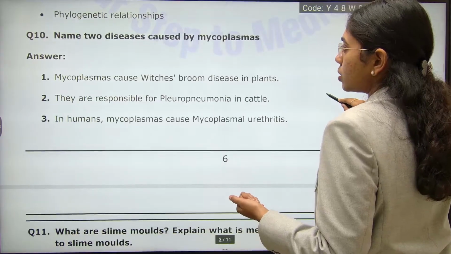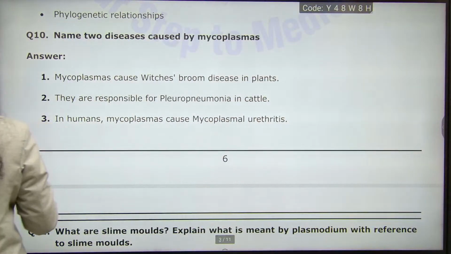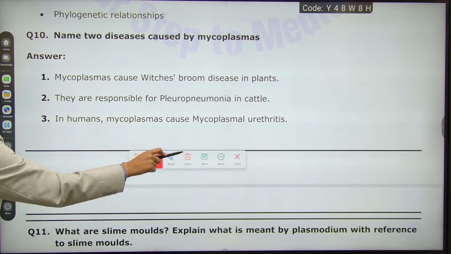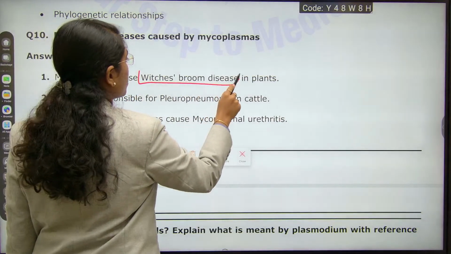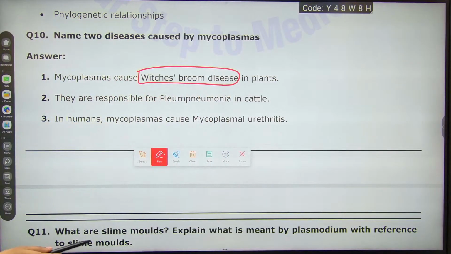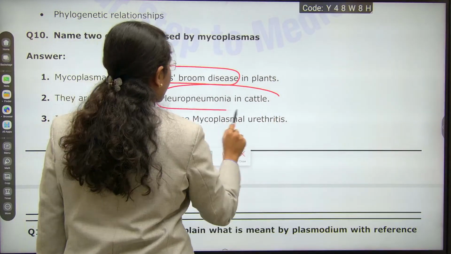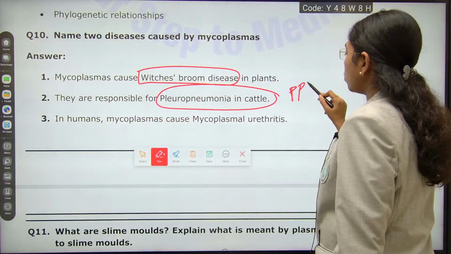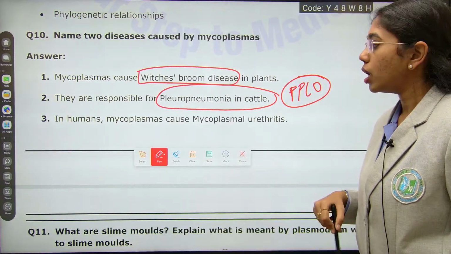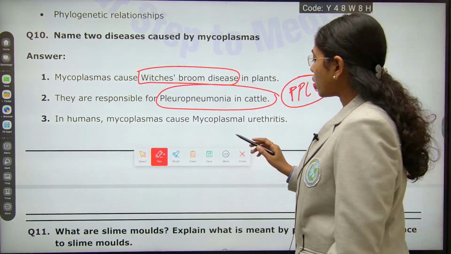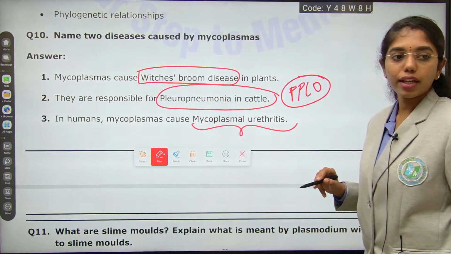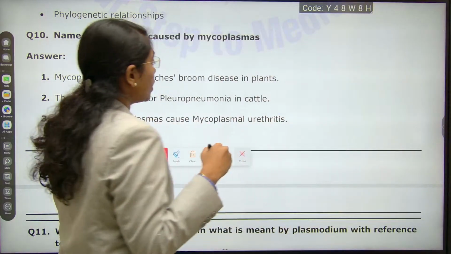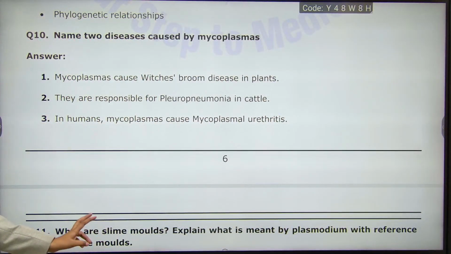Name 2 diseases which are caused by mycoplasmas. Mycoplasmas will cause witch's broom disease in plants. They are also responsible for pleuropneumonia in cattle. This pleuropneumonia is caused by mycoplasma. They are addressed as PPLOs, pleuropneumonia like organisms. In humans, mycoplasma will cause mycoplasmal urethritis. Remember these two diseases which are caused by mycoplasma.